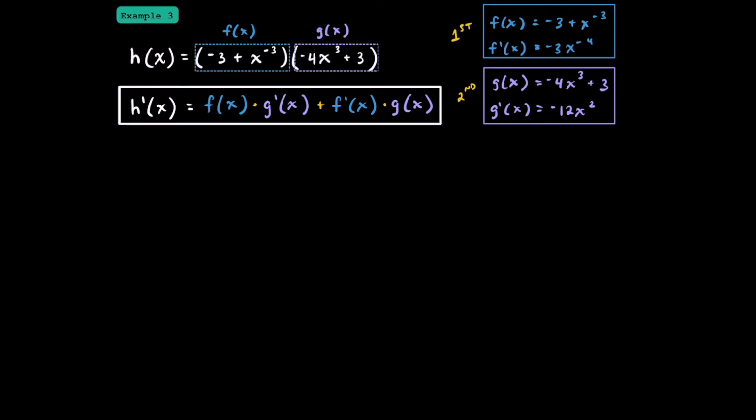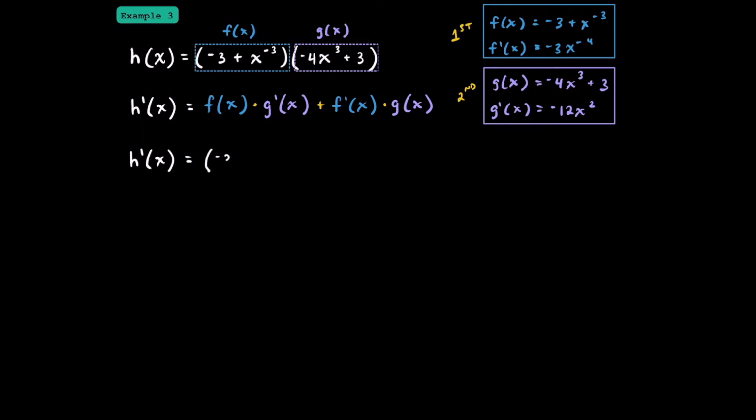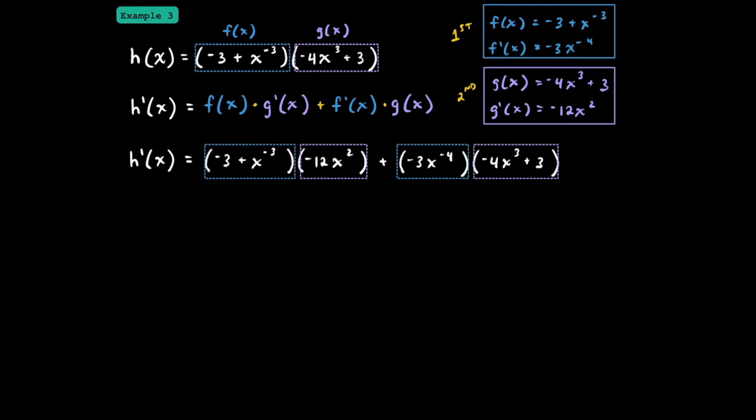Just like in the last two examples, now we're going to plug in our 4 pieces into the product rule. F of x is negative 3 plus x to the negative third power. G prime of x is negative 12x to the second power. F prime of x is going to be negative 3x to the negative fourth power. And multiply that by g of x, which is negative 4x to the third power plus 3. Here are the 4 pieces we just substituted in.